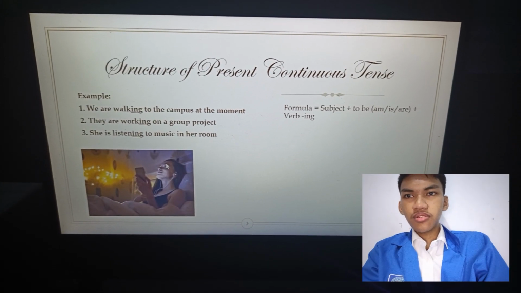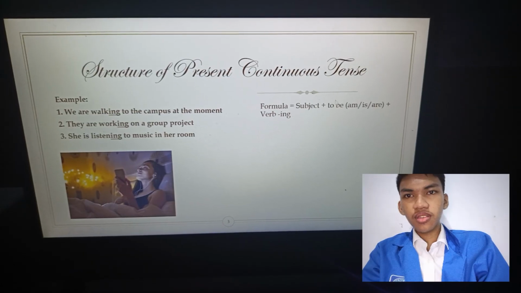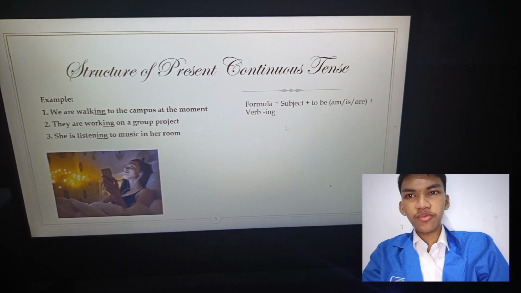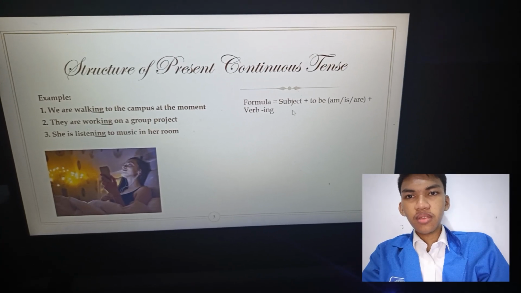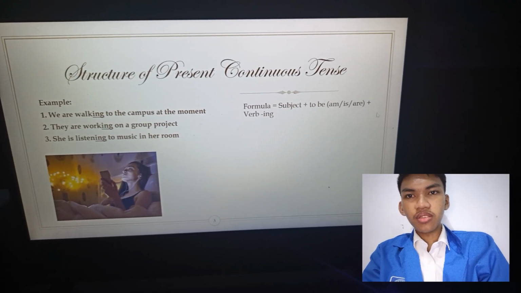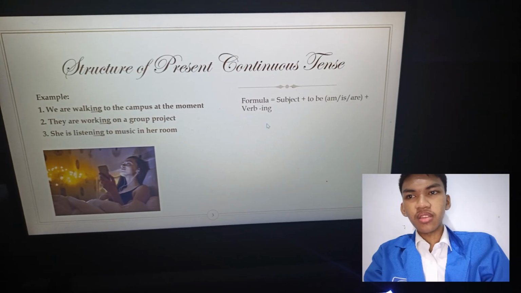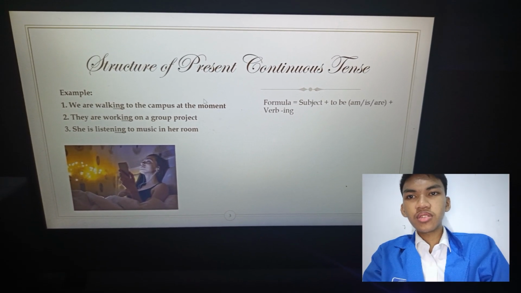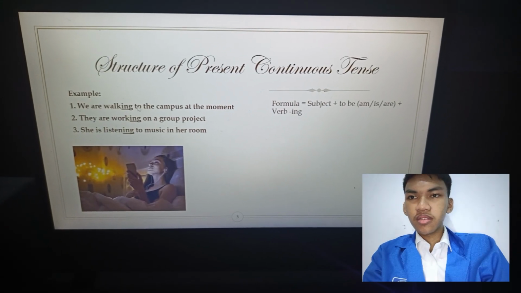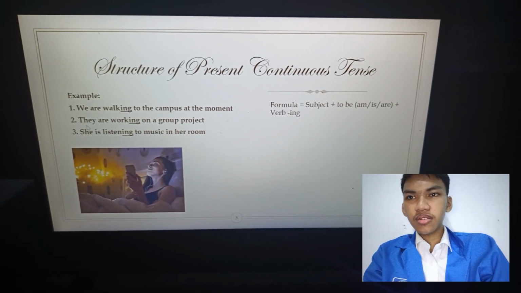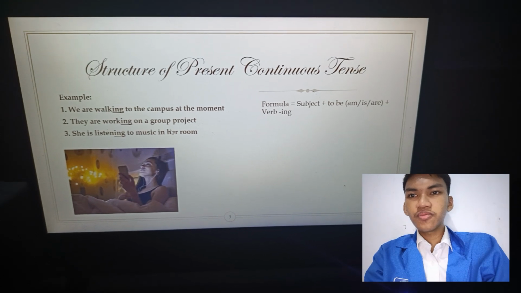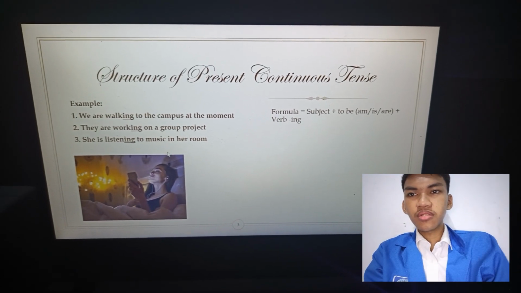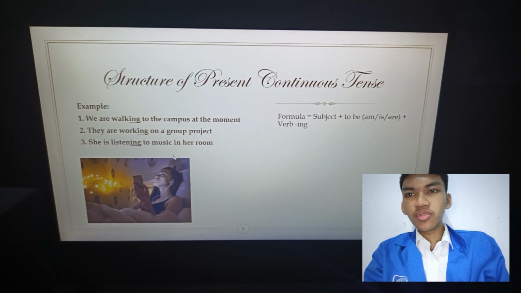Next, the structure of the present continuous tense. Here is the formula or the structure of the present continuous tense. First is subject plus to be, am, is, are, plus verb-ing. For example, we are walking to the campus at the moment. Second, they are working on a group project. Third, she is listening to music in her room.